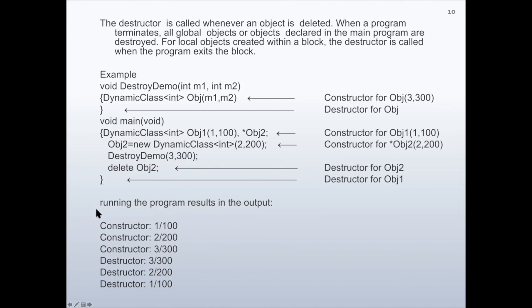Now let's try to understand the output by running the program. It results in the output. Let's start with the main part. Here there is a declaration of obj1, so there is a call to the constructor. The constructor is called with 1 and 100 here. And then there is another call to the constructor due to the new operation. This time the parameters are 2 and 200. This is member 1 and this is member 2. So at the output we see constructor 2 200.